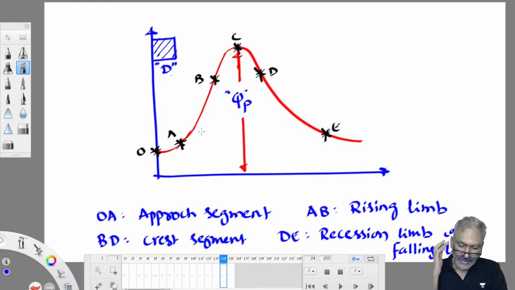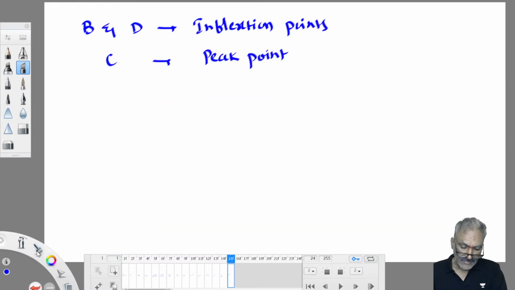So, this A point is called the point of rise. A is called the point of rise. Point of rise means what? The first drop of runoff joins the water body at point A, the point of rise. From then onwards it keeps on rising only till it reaches the peak.